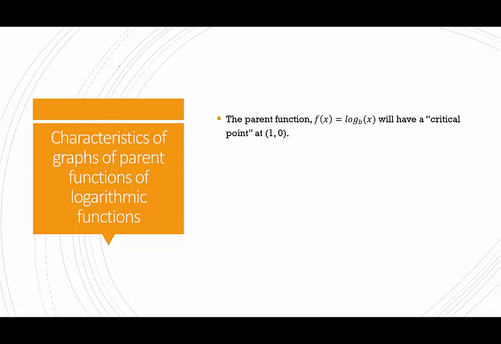Why would each parent function have a critical point at 1, 0? So if we were to look at this, why is this the case? This would be f of 1. Why is f of 1 equal to 0? So this is log base b of x is 1. It actually doesn't matter. This is saying b to what power is equal to 1? And remember that b is something positive and it's not equal to 1, although that doesn't matter here. That would be b to the 0. So b to the 0 is equal to 1.